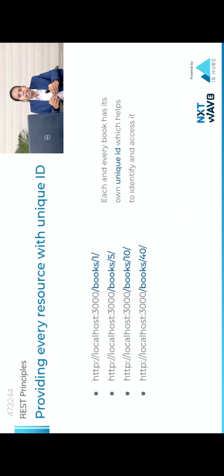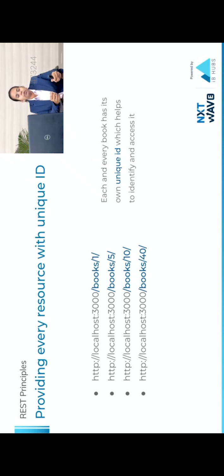In our case, for each and every book, we have a unique ID using which we are able to identify that resource and access it, right? So let's say we want to update a book. We have written /book/1 and appropriately we were updating it, right? That one is nothing but the unique ID assigned to a book, using which we were able to identify that book and access it. So this is one principle in the REST.